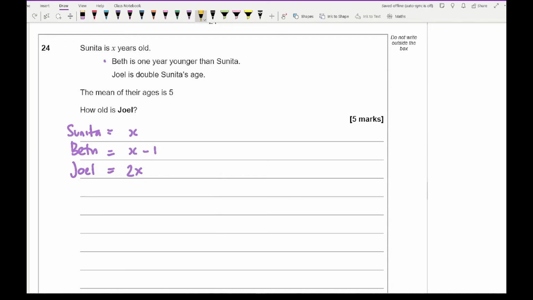Now to work out the average, what we do is we add up the 3 ages. So we've got x plus x minus 1 plus 2x divided by how many people we've got, which is 3, and that comes up to a total, it tells us, of 5 years old. Now what we then want to do is solve this equation. So if I simplify this top line, what I've got is x plus x minus 1 plus 2x, so that's going to give me 4x minus 1 divided by 3 equals 5.